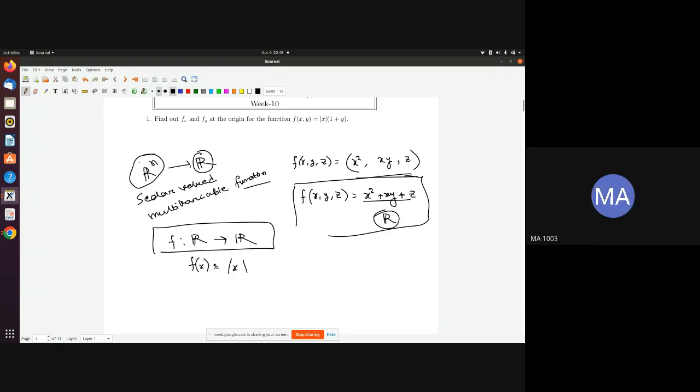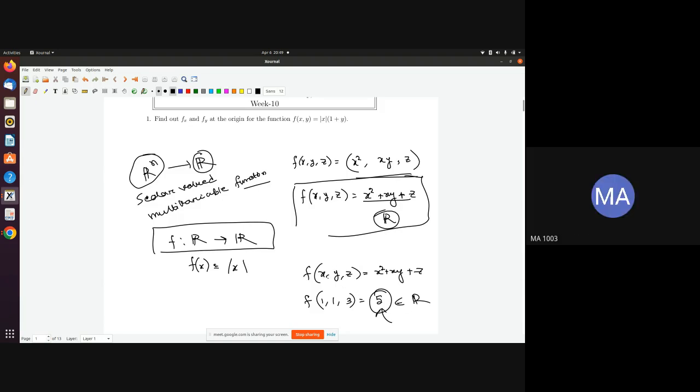You know what R^n is now, right? A function with n variables as input, and the output is just one scalar number. Take f(x, y, z) equal to x square plus xy plus z. Suppose I give you the input (1, 1, 3). What is the output? 1 plus 1 plus 3 is 5. So I am getting a scalar as my output, a real number, which is in R.